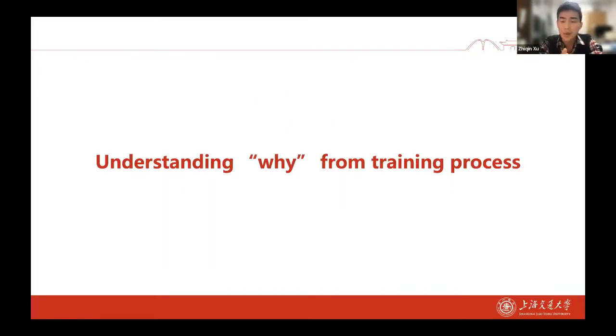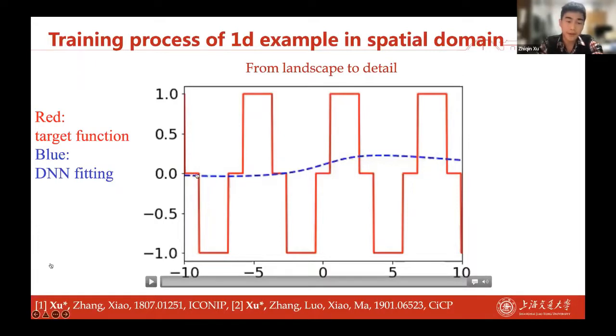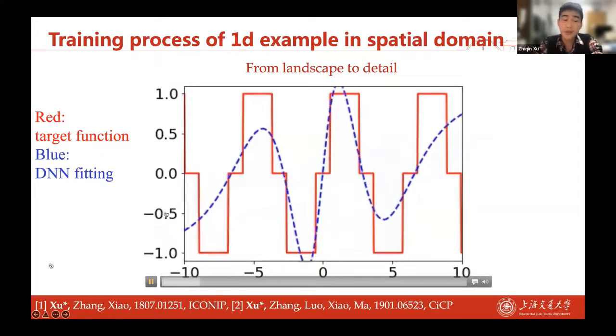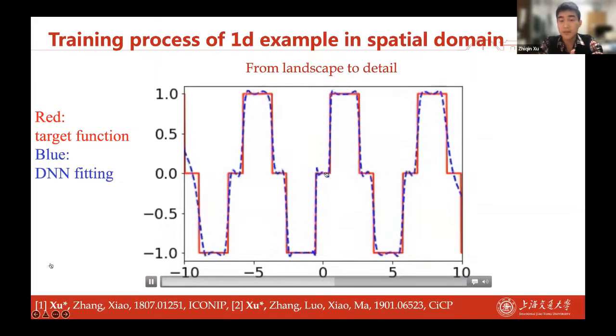So we try to understand why from the training process of neural networks. Let's take a look at an example of one dimensional function fitting. Suppose we use a neural network to fit this red curve target function, and the blue curve is the output of the neural network. This will be a movie and each frame will be several training steps. As we can see, the neural network can capture the landscape of the target function very quickly. And after some time, there are more and more detailed structures. So you will learn from landscape to detail.